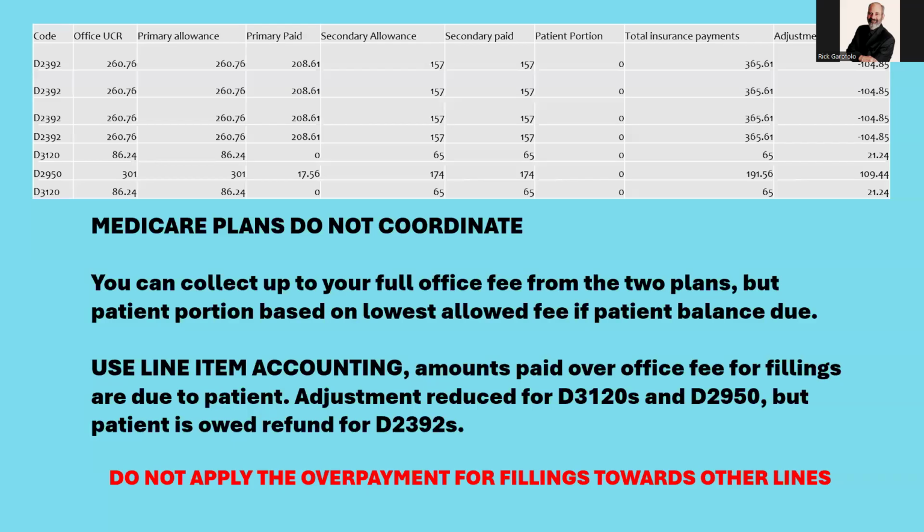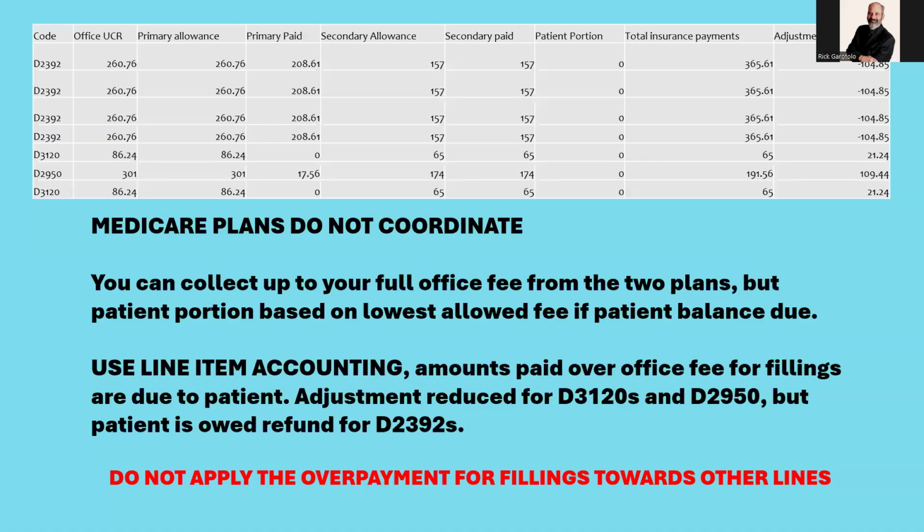And, Yoon, I hope this just answered your question, because your question was, if they don't coordinate, can they pay over our office fee? They definitely can. Here's the scenario where they did. The patient gets a check. And how easy is it for you to get patients to agree to treatment when they're getting paid by their secondary to get that treatment?